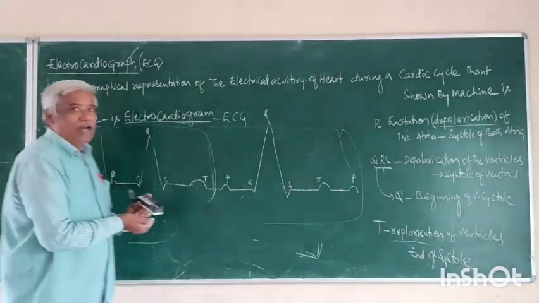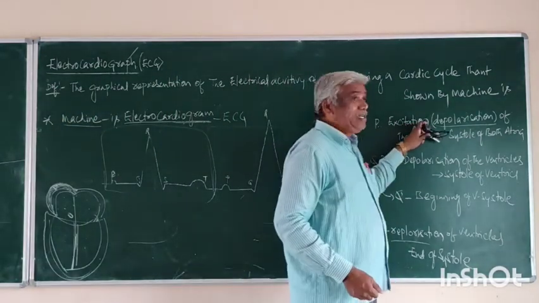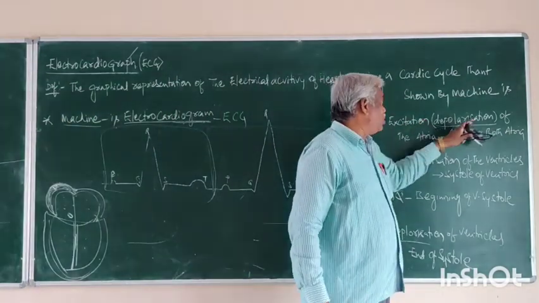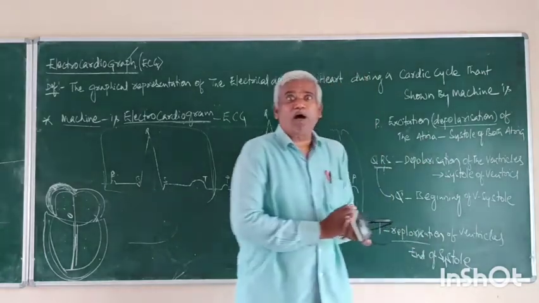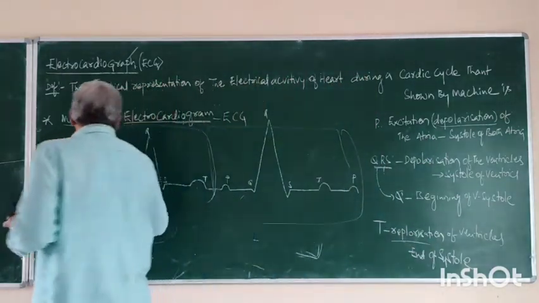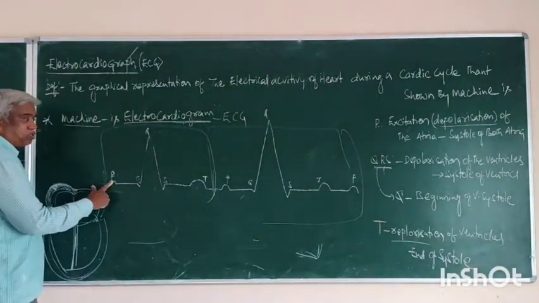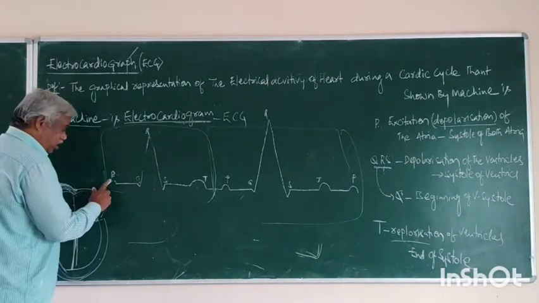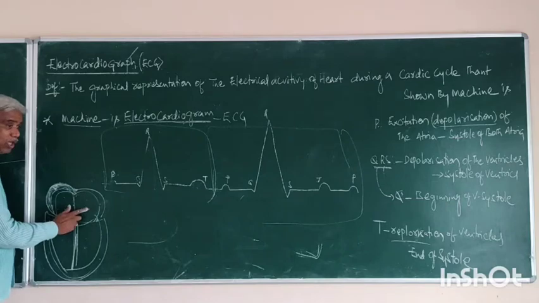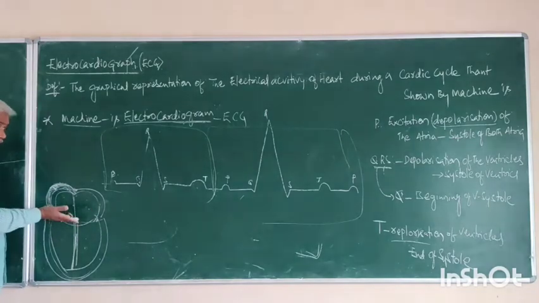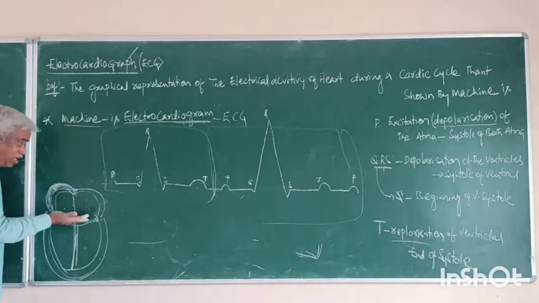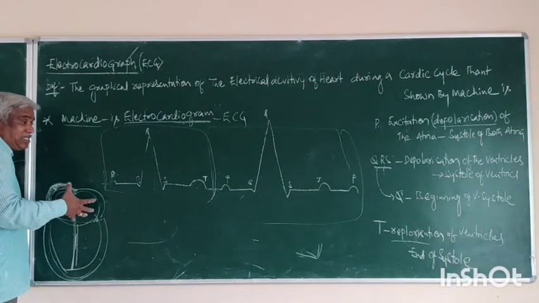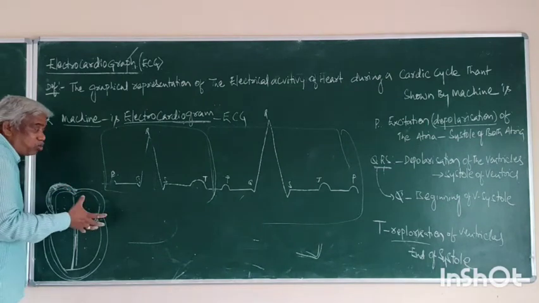P is the excitation, the depolarization of atria. In this graph, what does P indicate? Now, what are these two? Atria. The atria is excited.